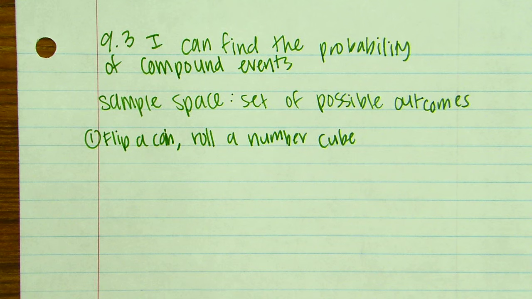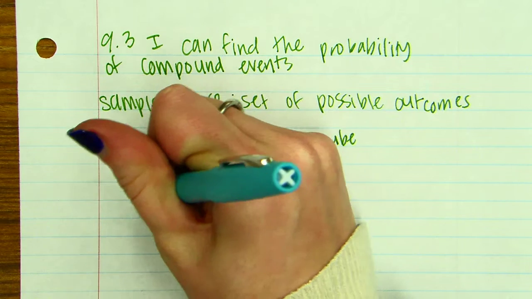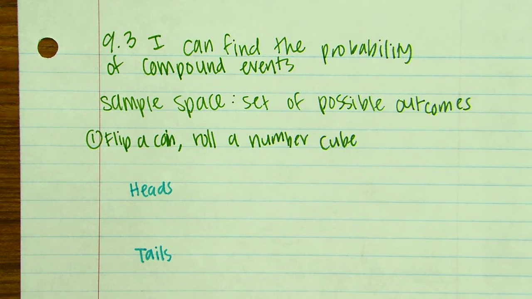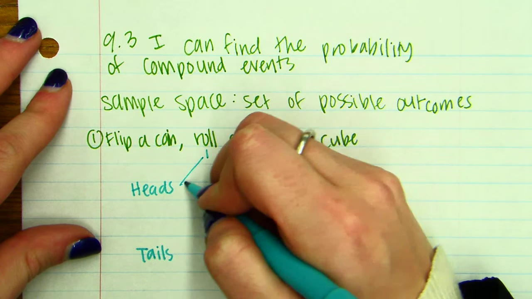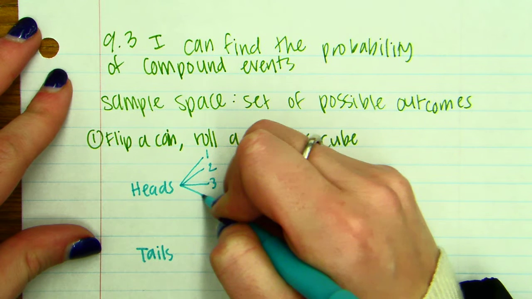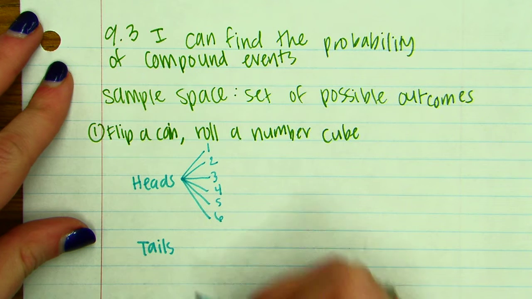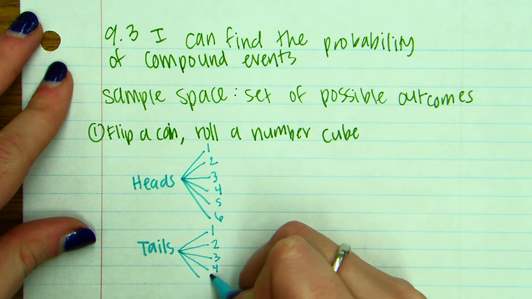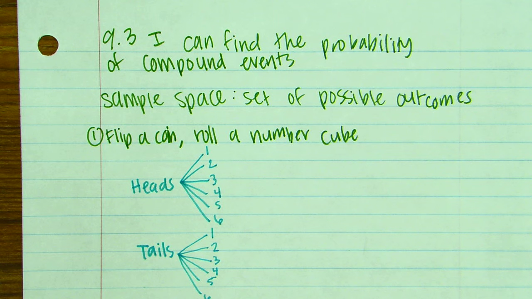So for the first event, for flipping a coin, we have two options. I can either have my coin land on heads, or I can have my coin land on tails. So those are my two options for flipping a coin. If my coin lands on heads, then I roll the number cube. I could get a 1, a 2, a 3, a 4, a 5, or a 6. If my coin lands on tails, I could get a 1, a 2, a 3, a 4, a 5, a 6. So this shows me all of my possible outcomes.